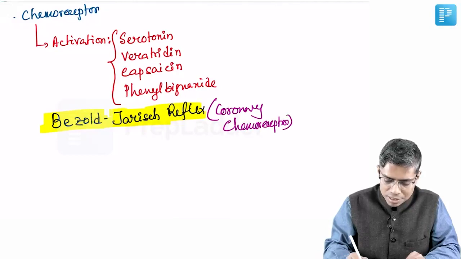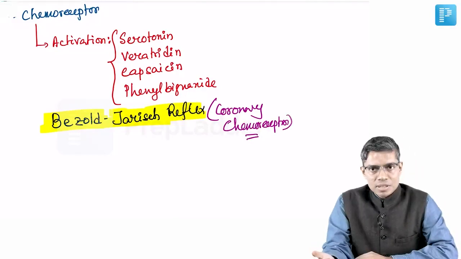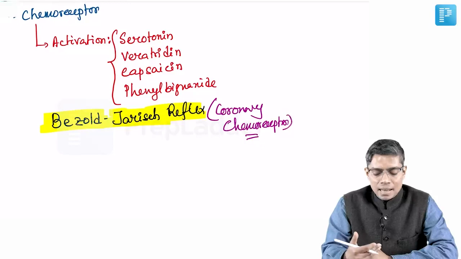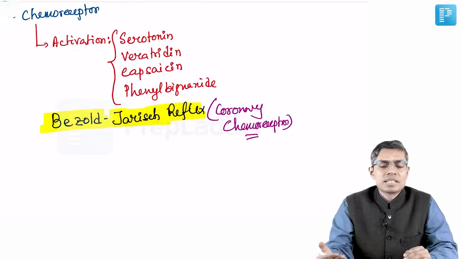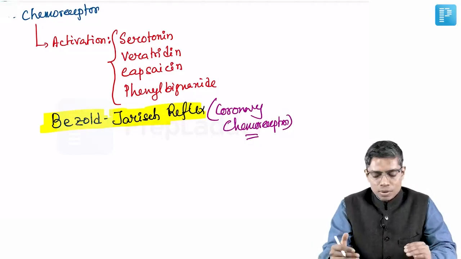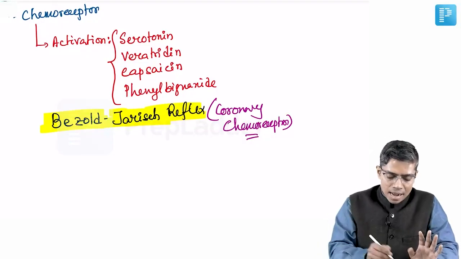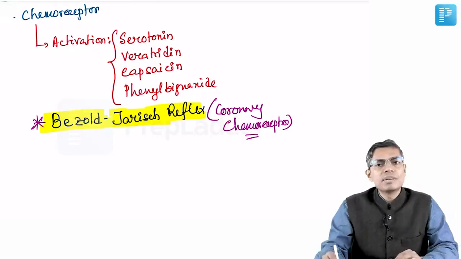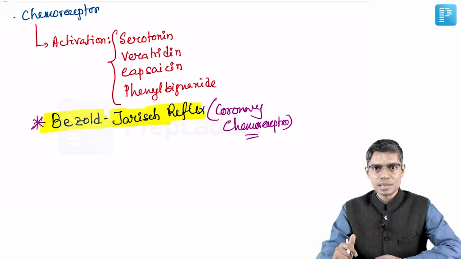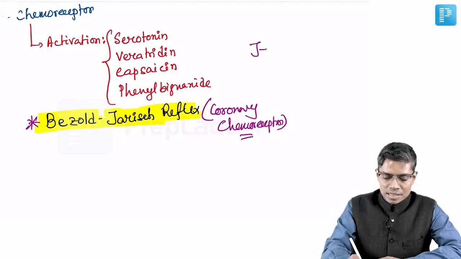This is also known as the coronary chemoreceptor reflex, and you know the reason: this is a chemoreceptor-activated mechanism, and the chemical should be present at the level of the coronary artery. That's why it is called the coronary chemoreceptor reflex. At the level of the respiratory system, you will find a similar kind of chemoreceptor, and that will be known as the J receptor.